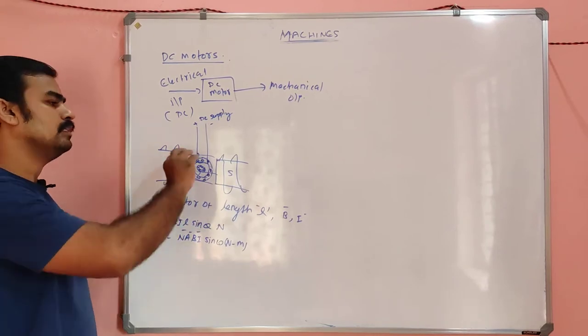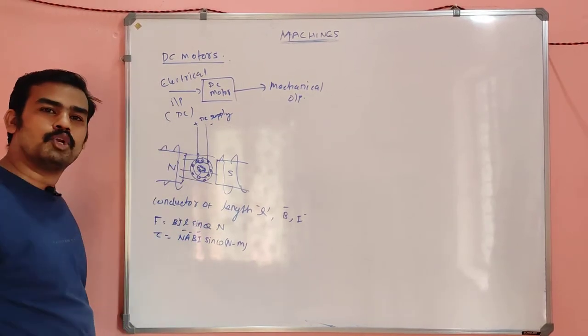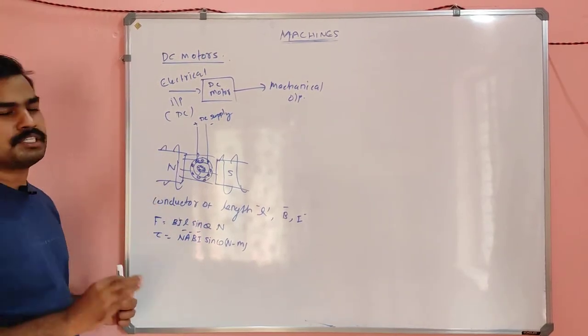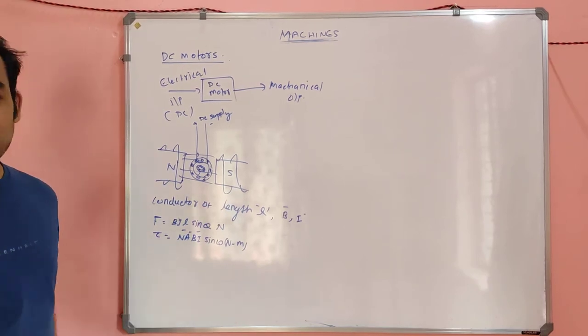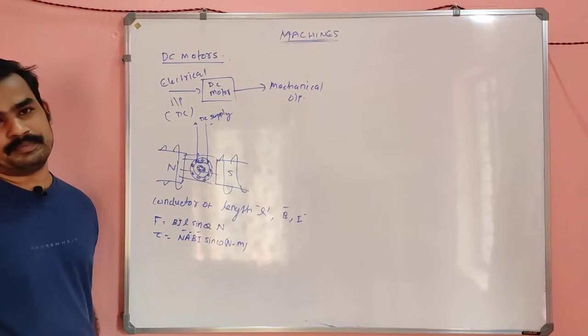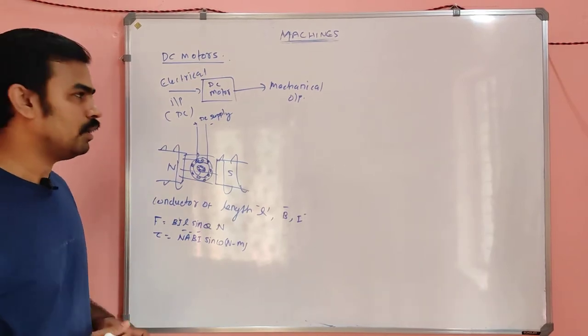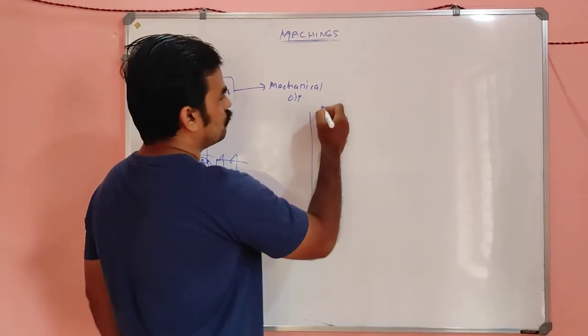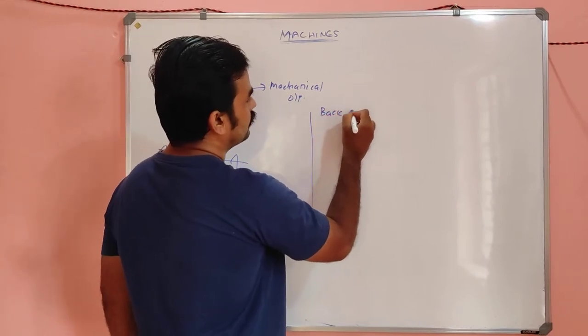So due to this torque, the armature will try to rotate. That is the basic, simplest explanation of DC motor working. Okay. Next, you have to introduce one term, back EMF.